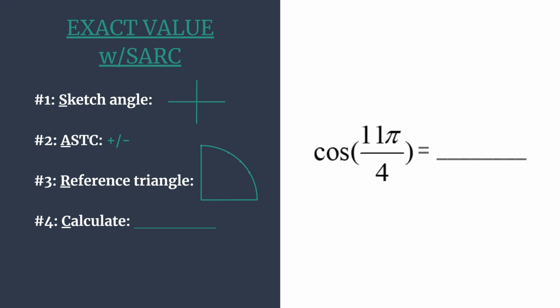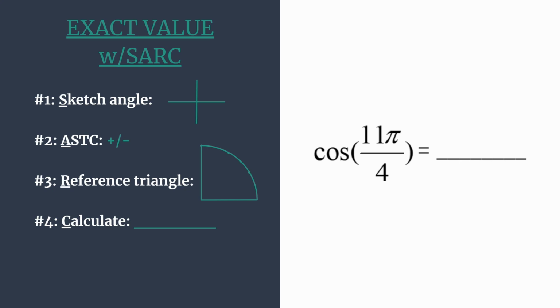All right, so let's find the cosine of 11 pi over 4. We want to first start by sketching our angle's terminal side. And now looking at our angle, we see it's positive. We know it'll rotate in the counterclockwise direction, but we also should notice that it's more than one rotation. So it's greater than 2 pi.